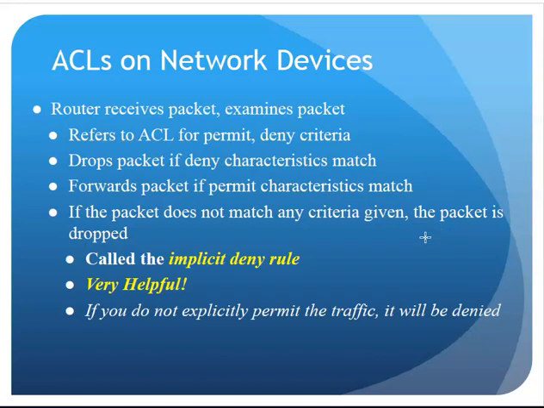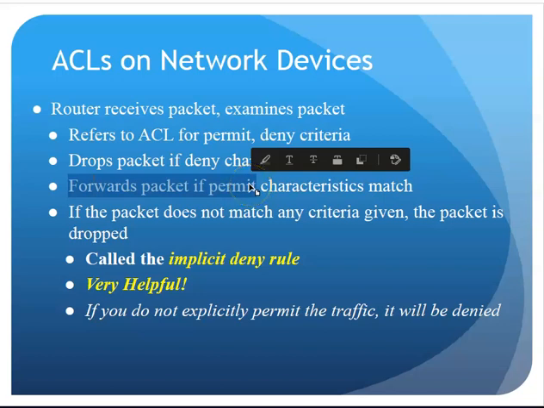So the router's going to receive a packet and examine it. It'll then refer to the access list for permit or deny criteria. You know, this packet, let's say it's HTTP. Do we see a deny HTTP? No. Do we see a permit? Okay, yes, we do see a permit, so go ahead through. So it's going to look for that permit or deny criteria. It's going to drop the packet if it matches the deny criteria. It's going to forward it if it matches a permit criteria.